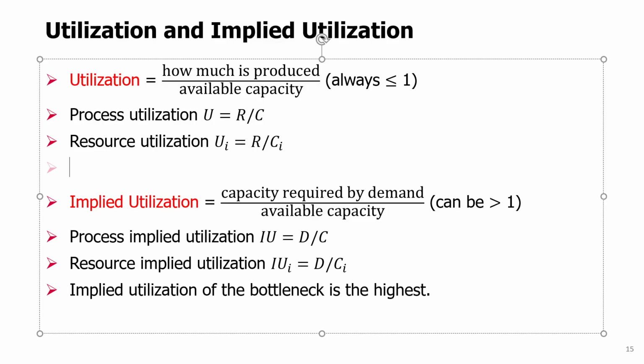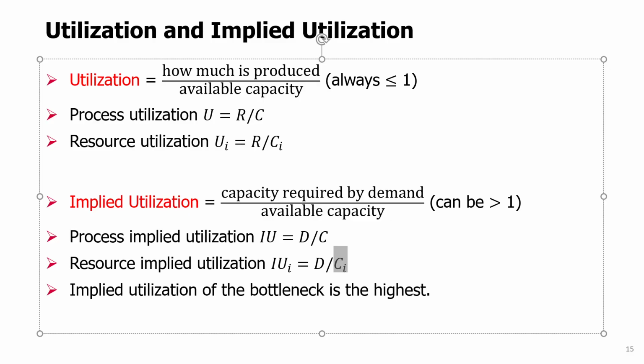And the implied utilization is capacity that is required by demand divided by available capacity. So notice, implied utilization has the same denominator, available capacity, but the numerator is actually the demand, right? I will use IU to indicate implied utilization. For the process, it will be calculated by dividing demand over capacity of the process. For a resource, division will be by capacity of the resource.